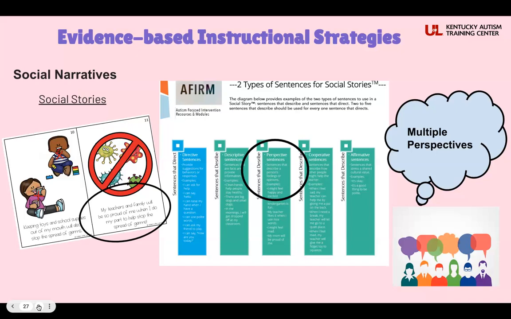A lot of times that will work, and it could be for any age. It could be all words, it could be words and pictures, it could be photographs. So again, this is another strategy that has been used for a while. So you can Google it, and you'll see a lot of information on it and examples.